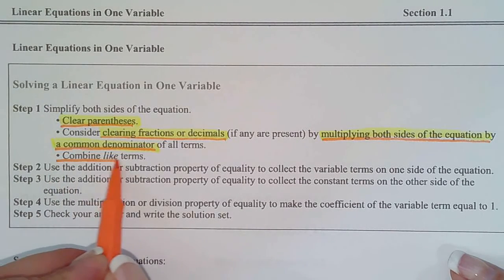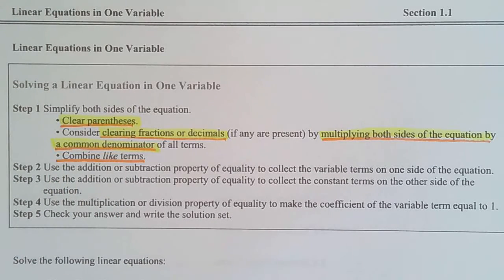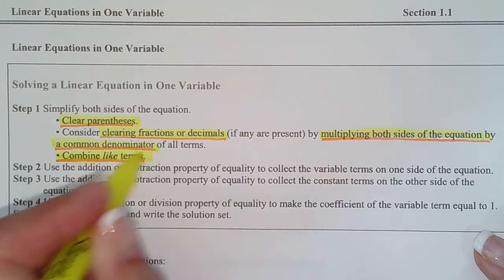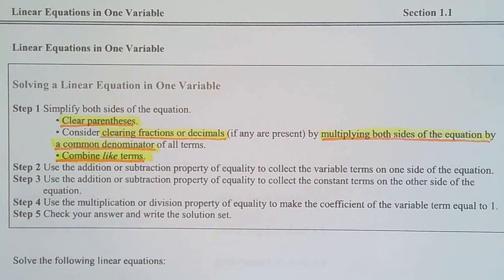And then the last thing we do is combine like terms. So nothing to do with solving. This is just kind of getting the equation ready. So get rid of parentheses, get rid of fractions and decimals, combine all the like terms on the left and all the like terms on the right side of the equal.